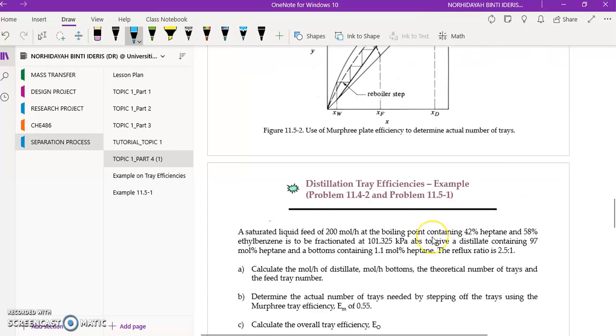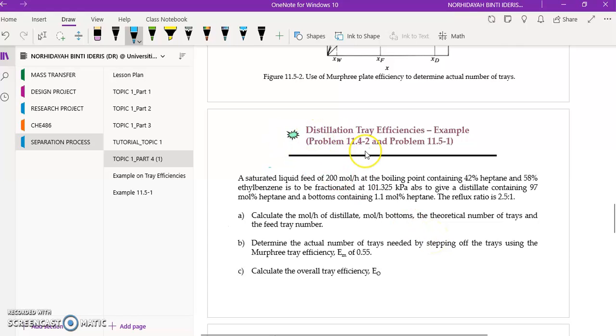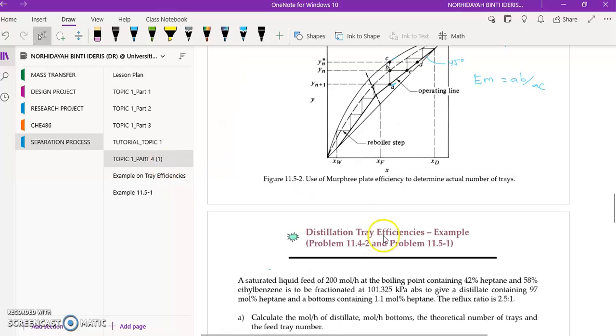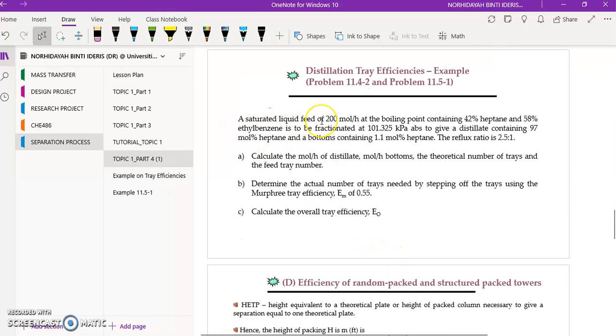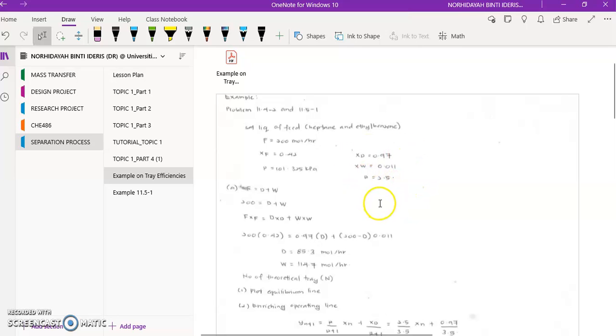Straight away, let's go to the example here. This example is actually a combined problem of 11.4-2 and 11.5-1. Stated inside the question, a saturated liquid feed of 200 mole per hour, and given to you the operating pressure, the SF is 0.42 and the reflux ratio is 2.5. Extracting the data here, we have all the information given. So question A is quite straightforward.